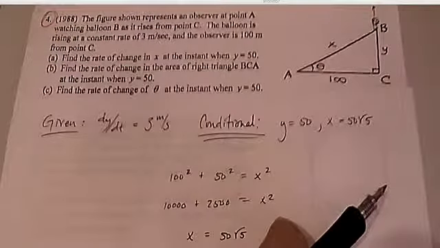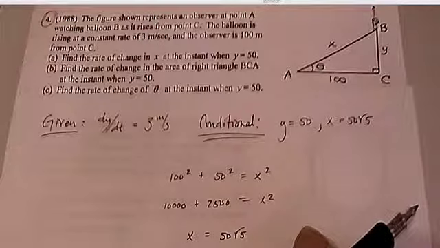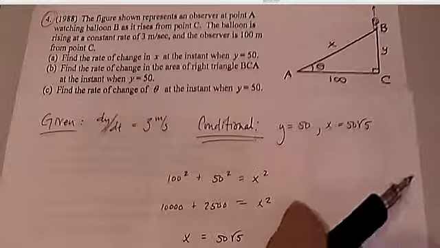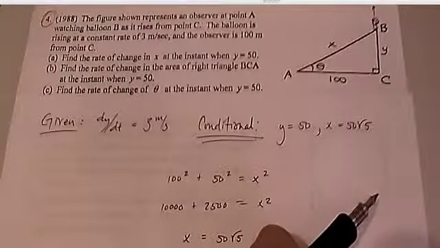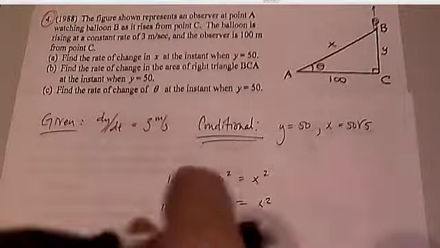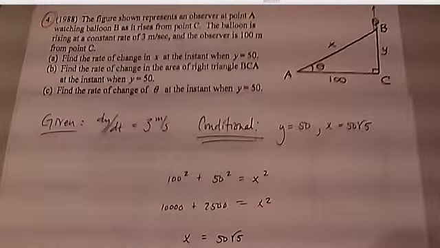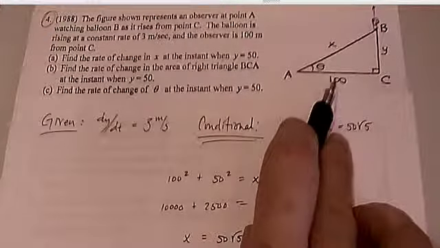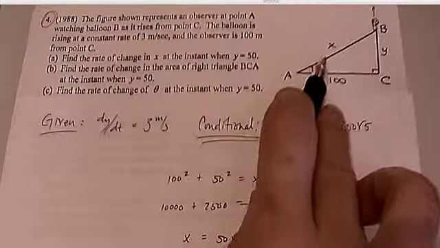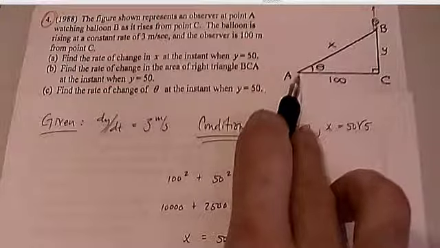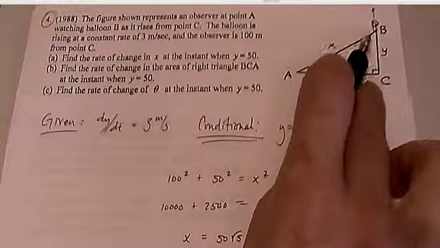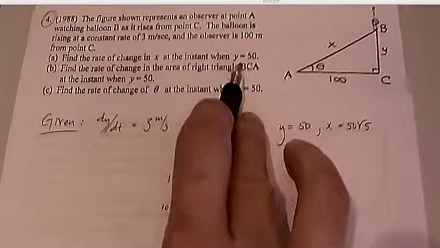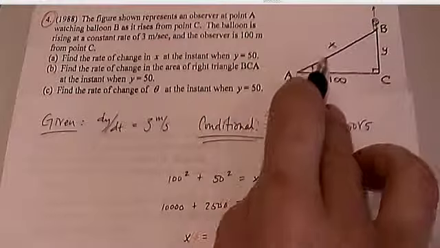Let's go ahead and go on and try and do part A. It says find the rate of change in x at the instant when y is equal to 50, okay? Well, I'm going to have to scoot this up. I hope you've written all this down. Basically, we're dealing with this, and we want how fast is the distance between your eyeball and the balloon increasing when y is equal to 50. That's what the hypotenuse represents, right? The sort of line of sight.